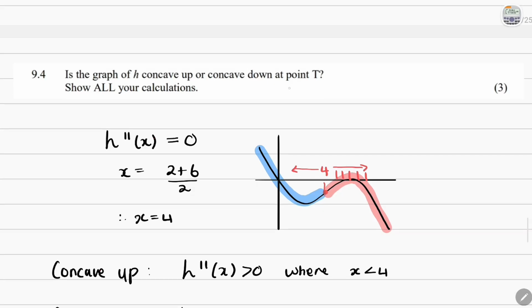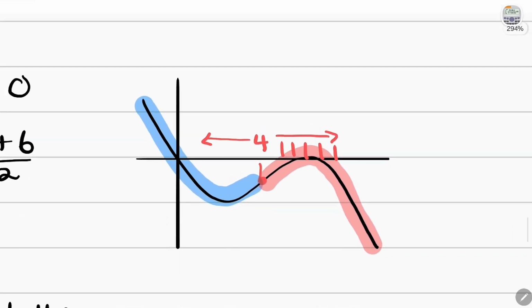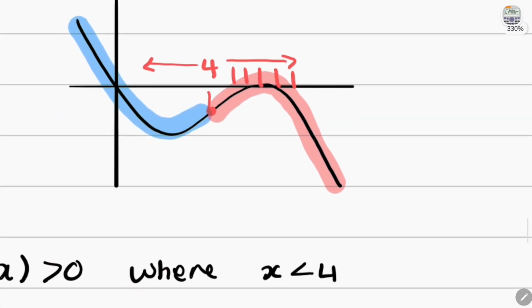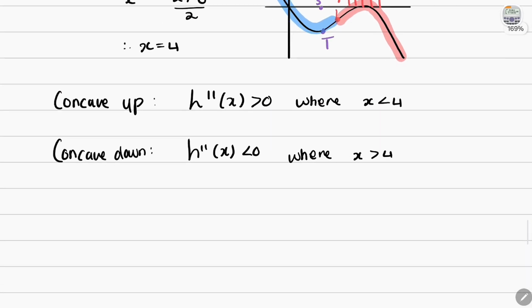So with this, to find out the concavity at point T, remember where T is. T is the point with an x value of 3. So where will it lie here? Is it going to lie before the 4 or after the 4? 3 is before 4, so it's here. So that means that this graph is concave up at T. So T could be like there. Okay, so it is concave up at T.